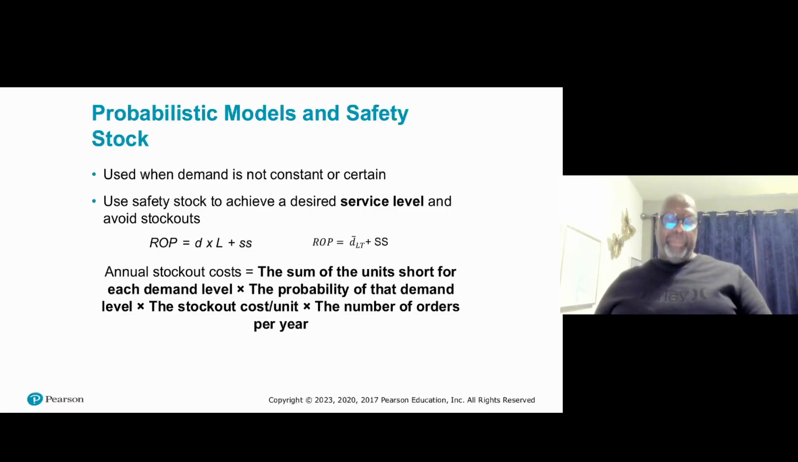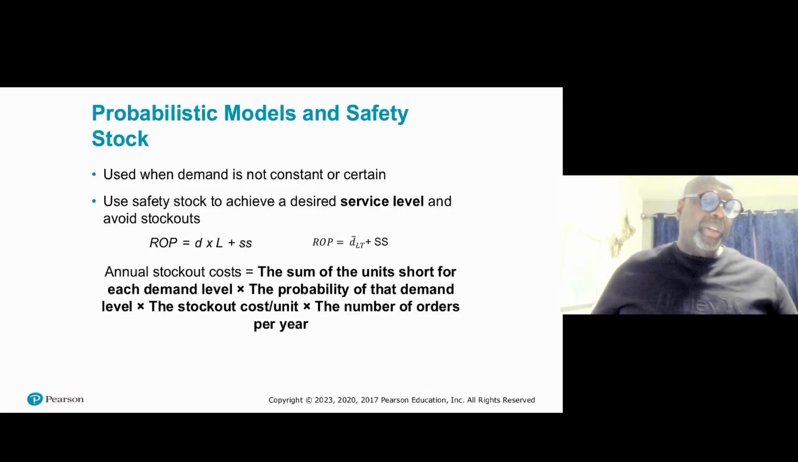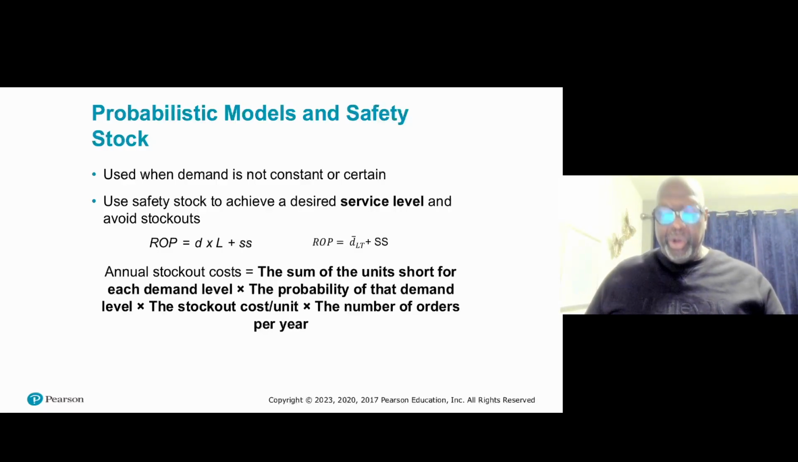Now we want to talk a bit about probabilistic models and safety stock. What is it? So we already talked about the idea that a reorder point is the demand during the lead time, right?